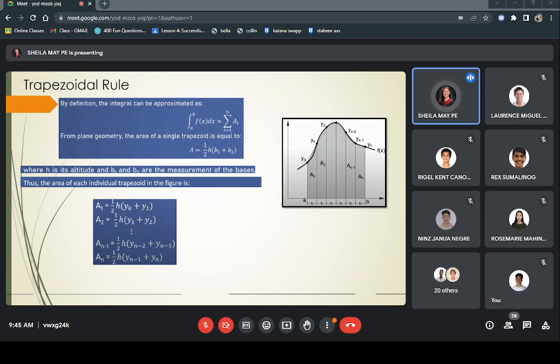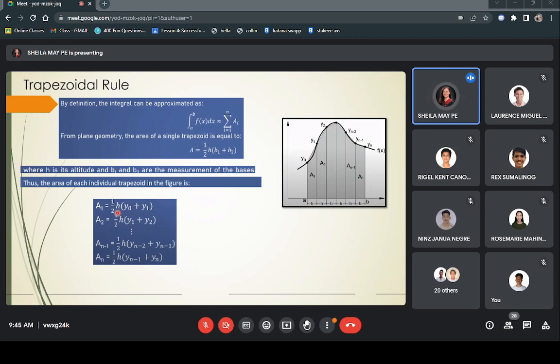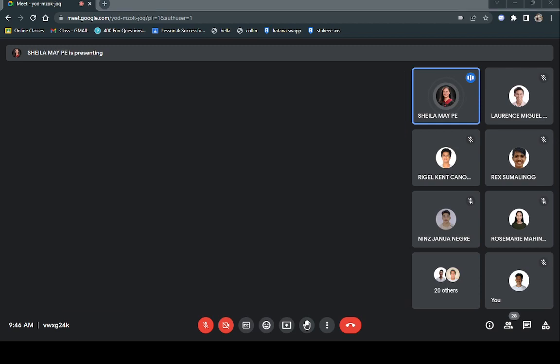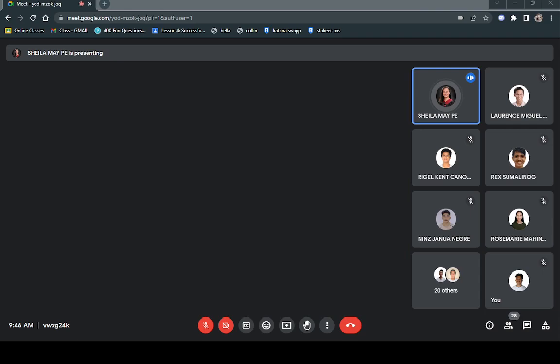Having that formula for one trapezoid, we have here area 1. Area 1 is calculated by 1/2 h, and our base 1 here is y0 and our base 2 here is y1. This is the formula for this one trapezoid, class. Now for another trapezoid, its upper base is y1 and its lower base is y2, and so on and so forth. So we are just merely adding all those areas of our trapezoids under the curve.